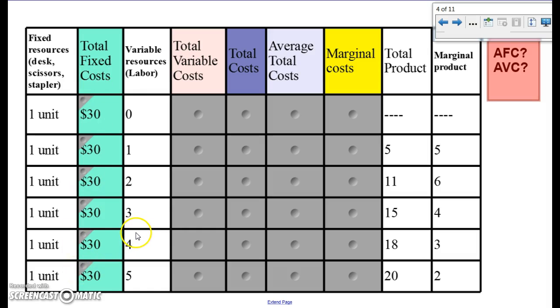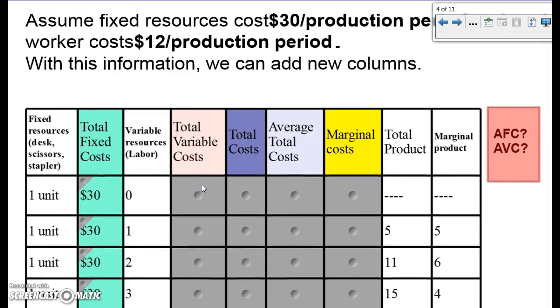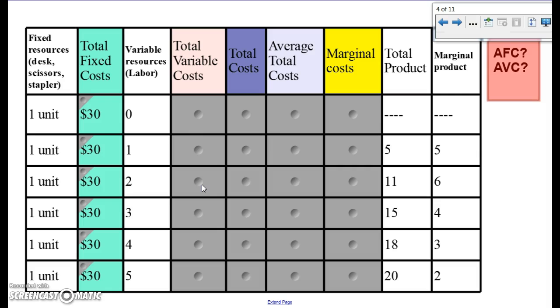Now we're going to look at what happens to our variable costs. Look back up. I told you each worker costs $12 per production period. So if we have no workers, our variable costs would be nothing. What about if we hire one worker? $12. I'm going to give you a second. You should pause and fill in the rest of this column. So each time, each worker adds the variable cost of $12.